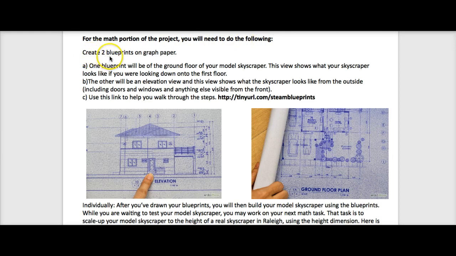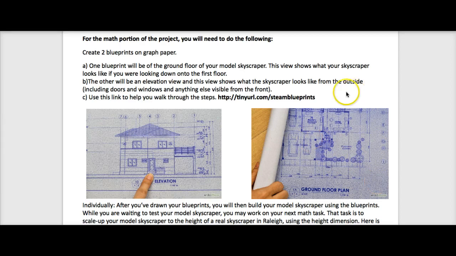You're going to have to create two blueprints on graph paper that I will give you. One blueprint will be the ground floor of your model skyscraper. This view shows what your skyscraper looks like if we were looking at the first floor. So if you look at this image here, it's a blueprint. It's literally a blueprint on white paper. You're not going to worry about that. You can just use your pencils fine. But you've got the ground floor of the building.